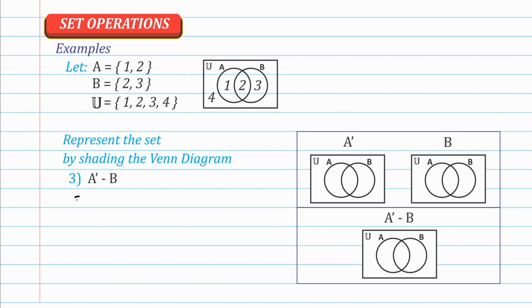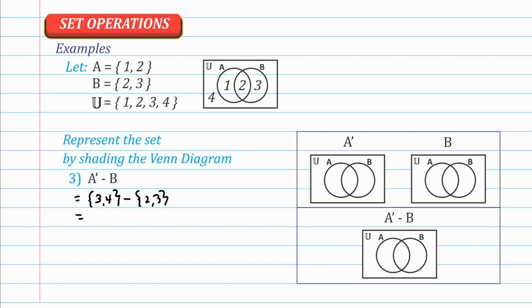Immediately, when we say A prime, it means outside A. If A has elements 1, 2, what's outside 1 and 2? We have 3 and 4. And let's try and write that immediately. And then, minus. B has elements 2, 3. This time, let's get the difference of 3, 4 minus 2, 3. What do we do? Use this as our basis, our first set, 3, 4, and then subtract whatever is on the second set.